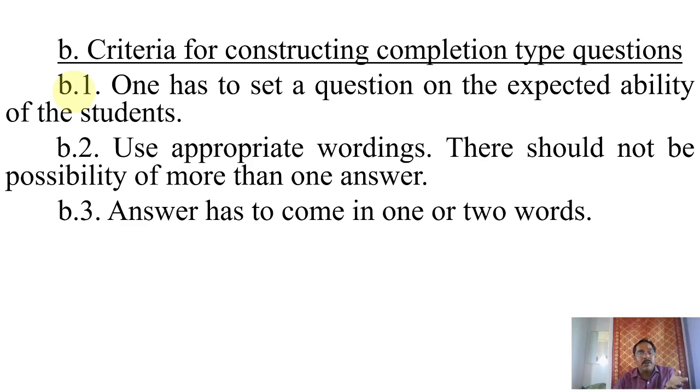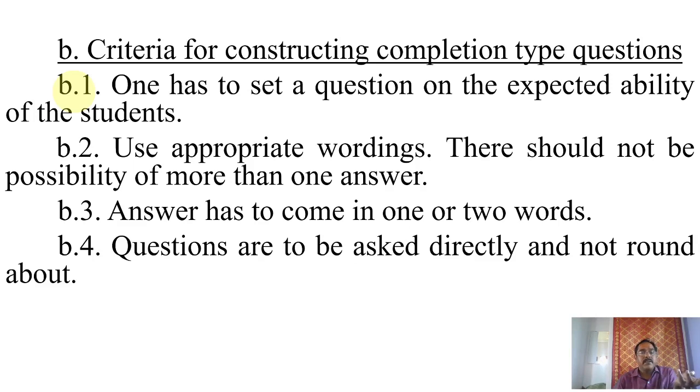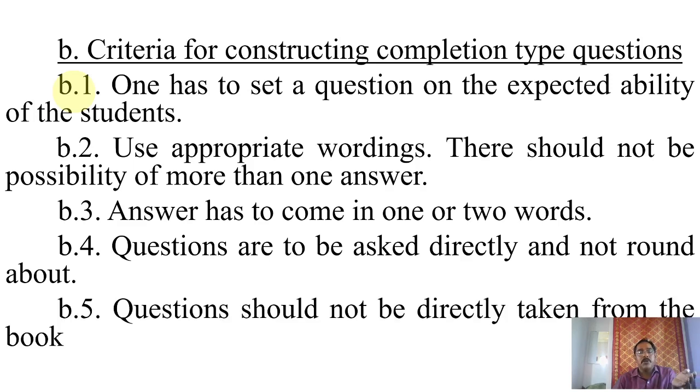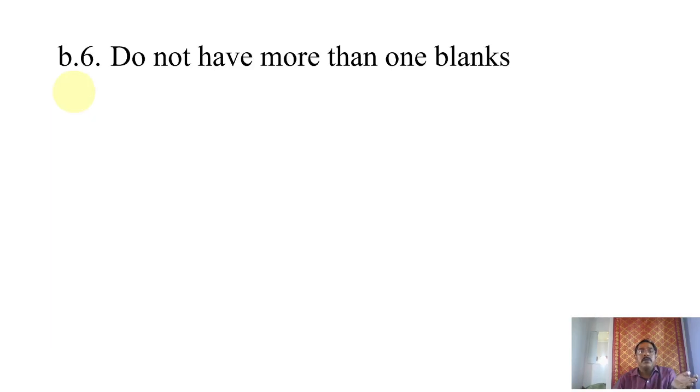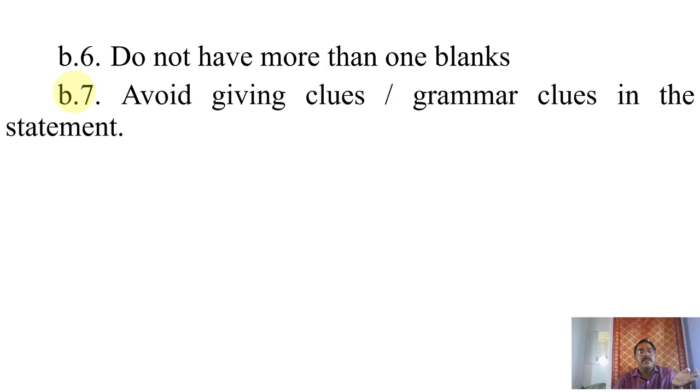Again, the marking has to be bifurcated. If there are 4 or 5 words, can we give half mark to this, half mark to that? That will be difficult. Therefore, it is better to have 1 or 2 words. The questions are to be asked directly, not roundabout. This we have said many times, and now also we'll be showing with an example. Questions should not be directly taken from the book. Again, we'll see one example now. Do not have more than one blank, and this is again for the marking problem. So more than one blank is not necessary. Avoid giving clues, grammar clues in the statement. This we are going to see with an example.